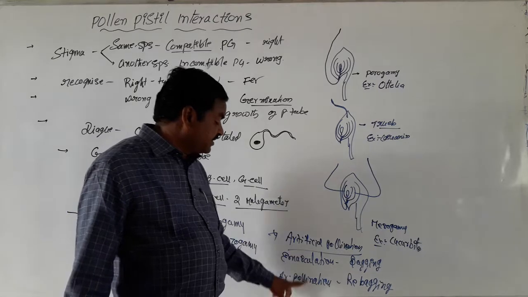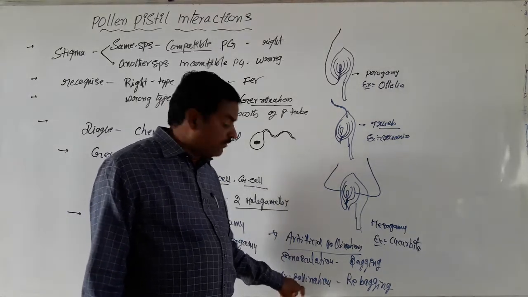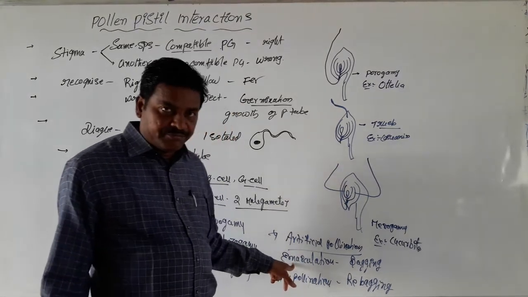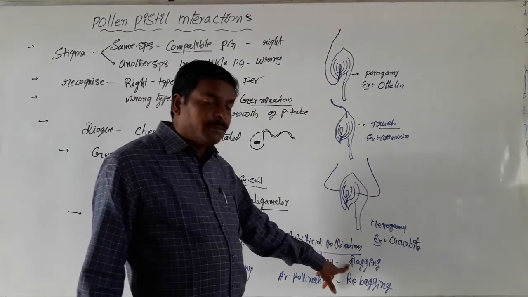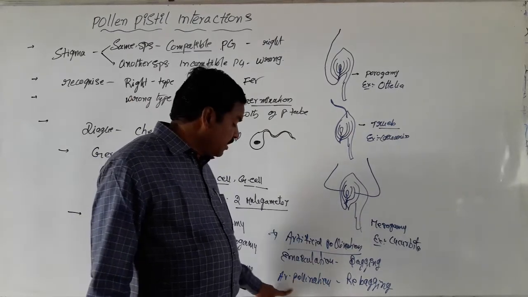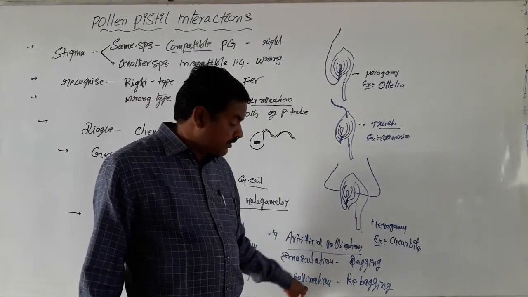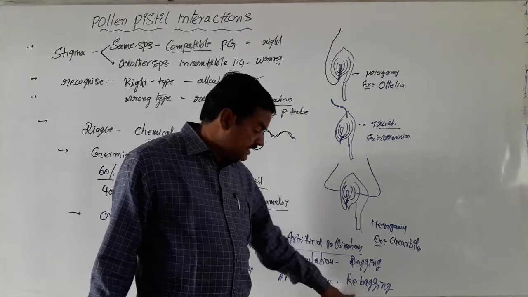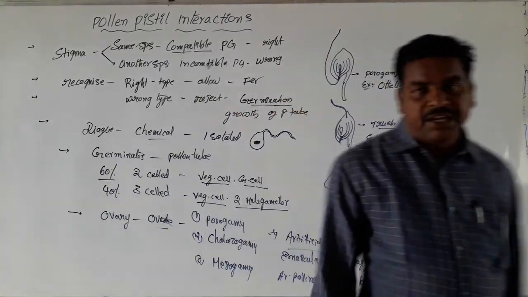Arrange the correct sequence of these events in plant breeding. 1. Emasculation. 2. Bagging. 3. Artificial pollination. 4. And the final one, rebagging.